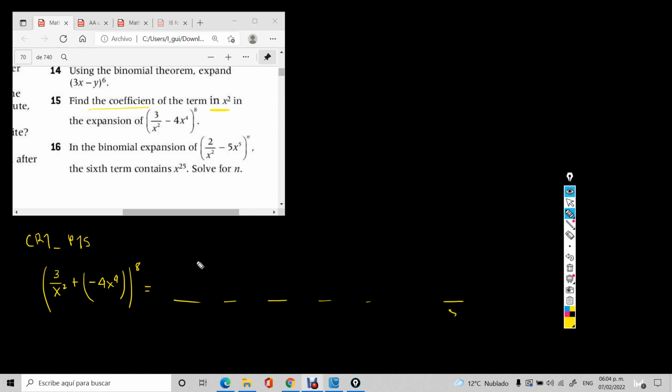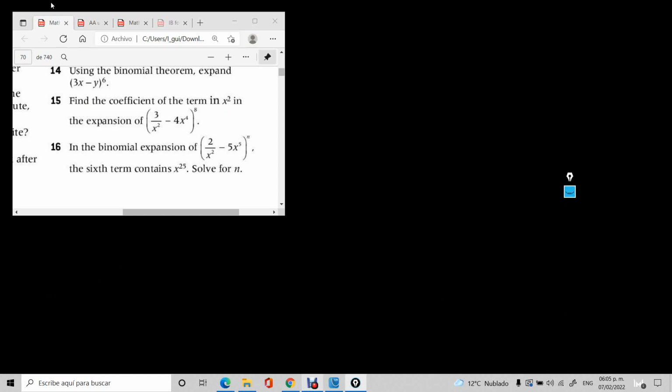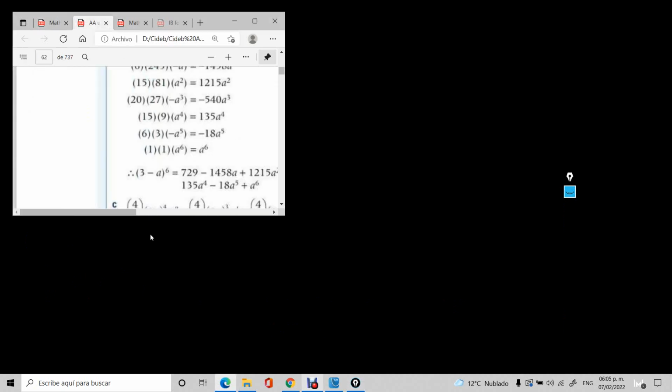One of these 9 terms will contain, as its variable part, x squared and x squared only. That's what we mean by the term in x squared. You see what I mean? Let me hide this, and I need you to understand this very well.